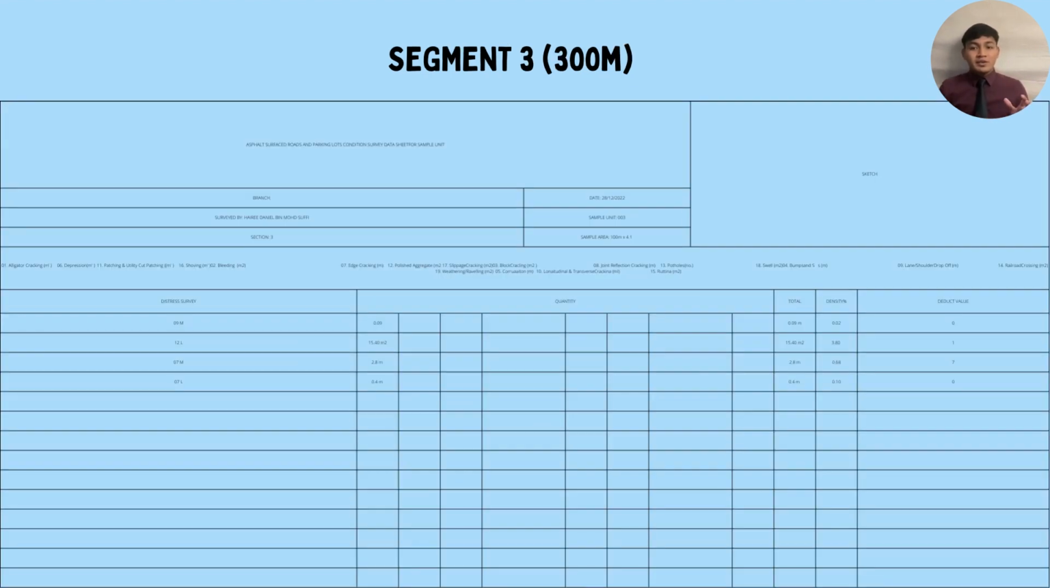Okay, on the third 100 meter road, there are 4 damages found on this road. The first damage is lane or shoulder drop off, which is at a moderate level.